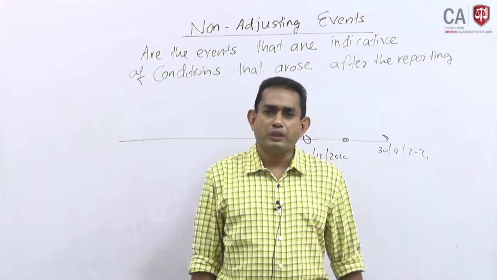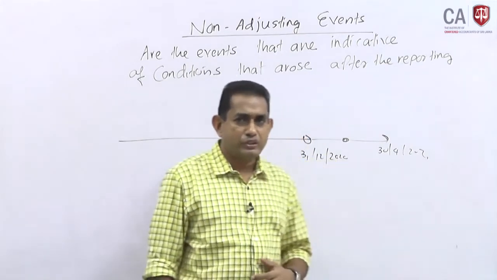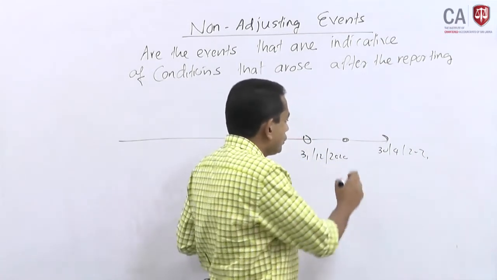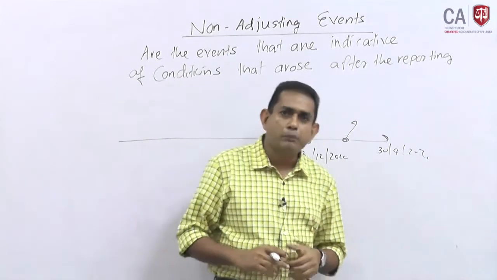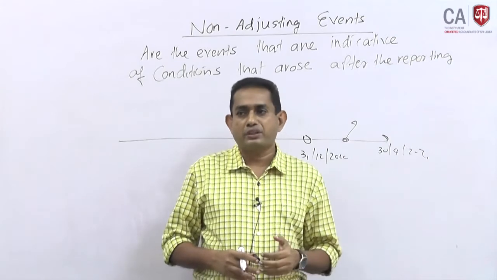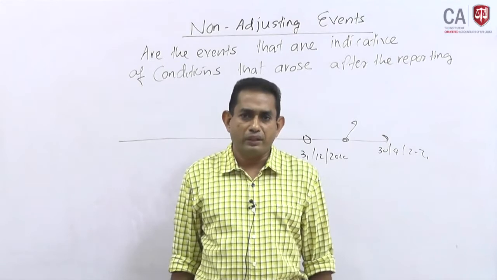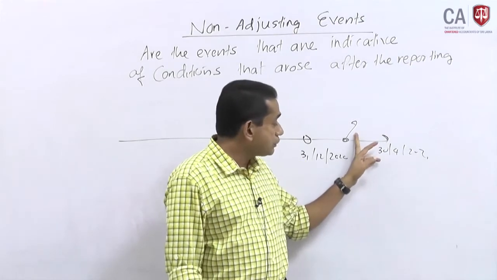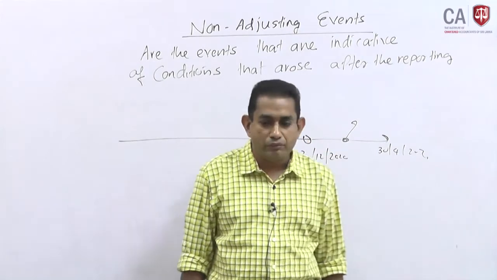and that share issue has got nothing to do with the reporting date items, the reporting date balance sheet, or reporting date conditions. So, this share issue subsequent to the reporting date is completely an event that is indicative of conditions that arose after the reporting date. It has got nothing to do with the reporting date. So, this is not an adjusting event, it is non-adjusting. You need not make any adjustments to the reporting date figures.